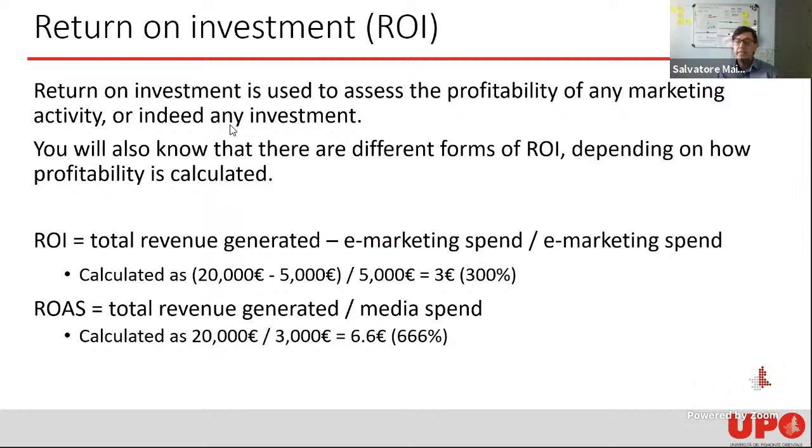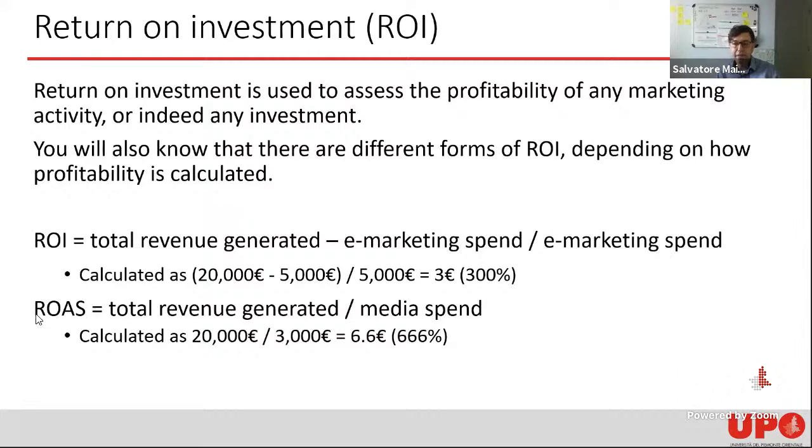Now, this is one of the most important KPIs, return on investment. It is calculated as the total revenue generated minus the marketing spend, divided by the marketing spend, also called the media spend. In this example it is 3 euros. So for every euro I spend, I got 3 euros profit, which is great. It depends on the industry, but it's good.